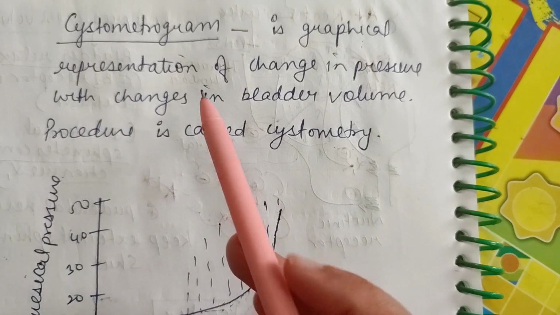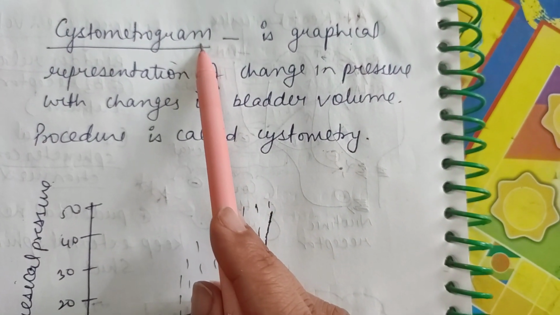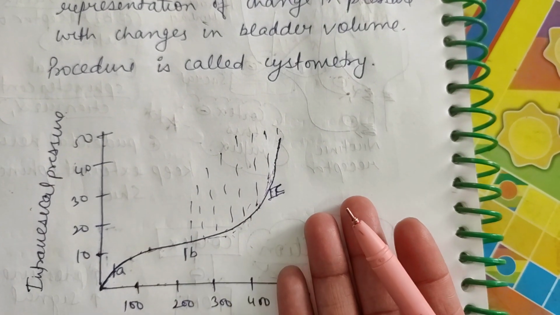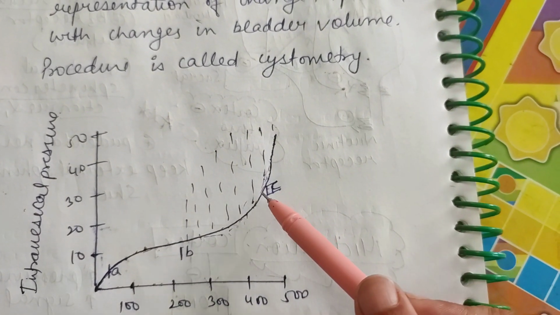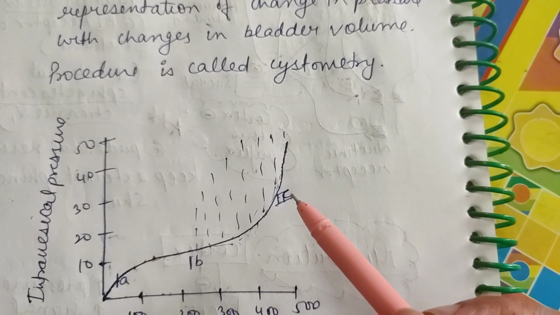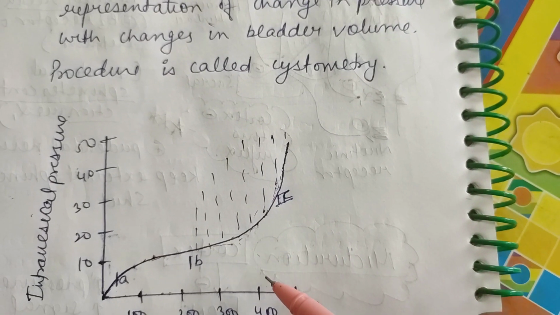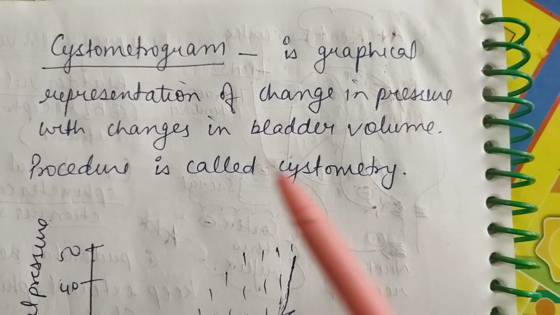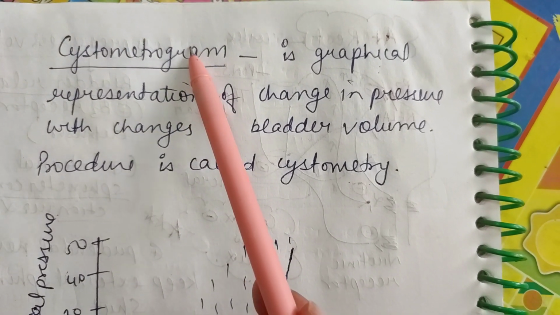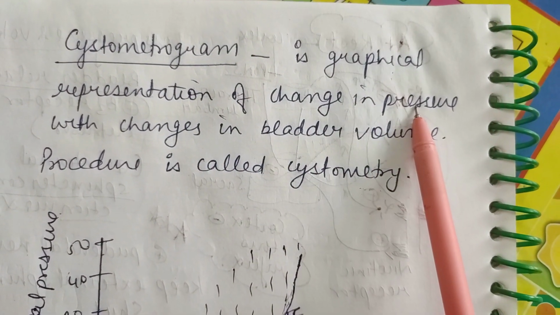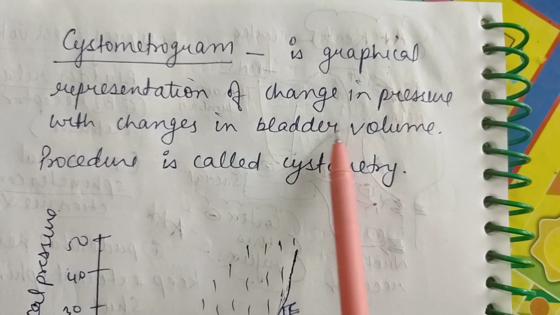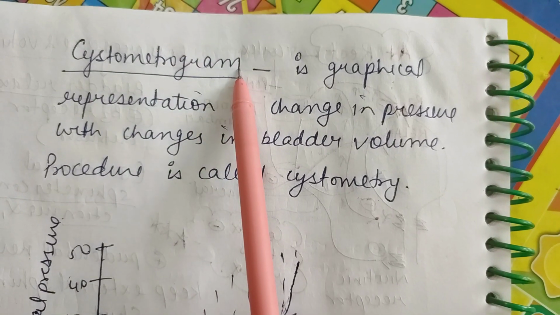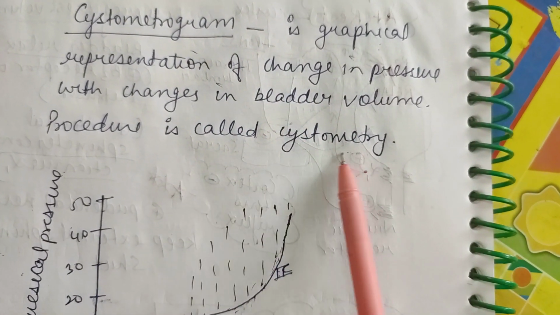The last thing is the cystometrogram, which you should know. How did we come to know that the pressure changes at 150 occur somewhere and at 400 occur somewhere? How did we feel fullness at 400 ml? Okay, so that is done by cystometrogram. Cystometrogram is basically when they check the change in pressure with change in bladder volume. Okay, the graphical representation is the cystometrogram and the procedure is cystometry.